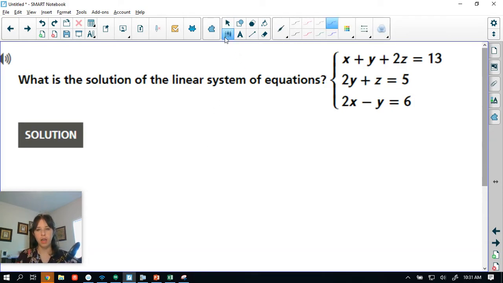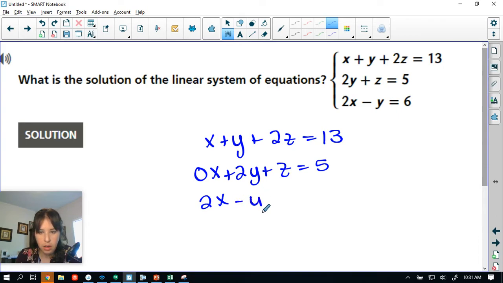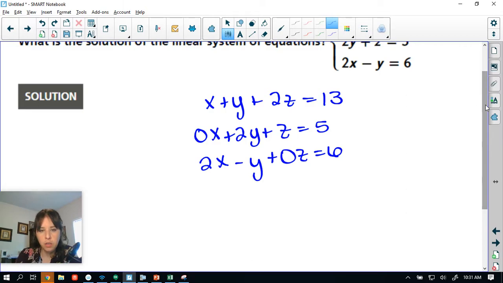Okay, so the first thing I'm going to look at here is I want to make sure that I have the X, Y, and Z all ordered. And this one doesn't really quite have it. So I can have X plus Y plus 2Z equals 13. My second equation does not have an X. So I'm going to say 0X plus 2Y plus Z equals 5. And the third one doesn't have a Z. So I'm going to do that placeholder like I did with the X here, and put that in there. All right, so now I have my setup for my matrix.